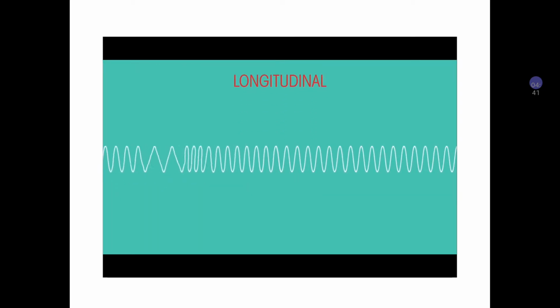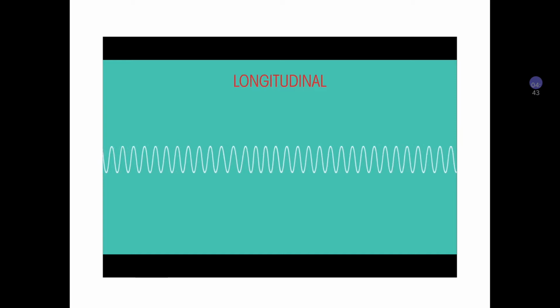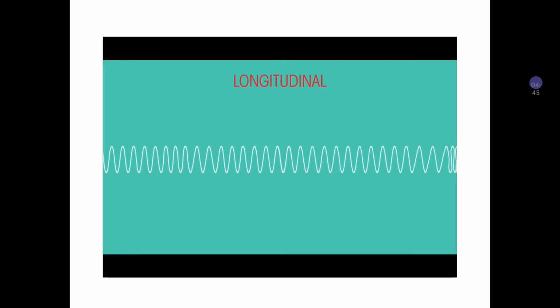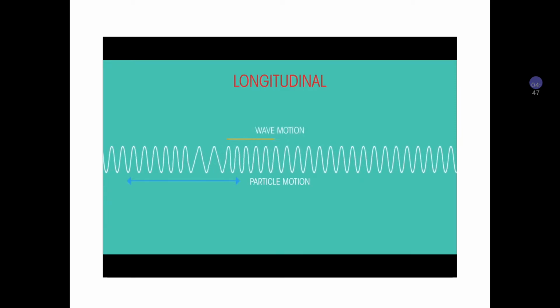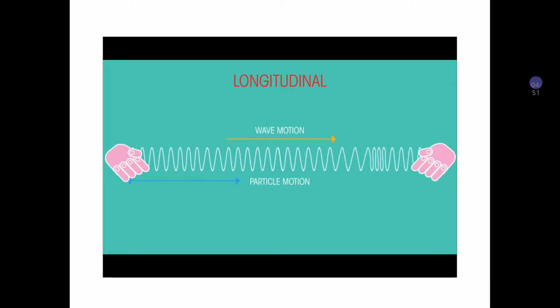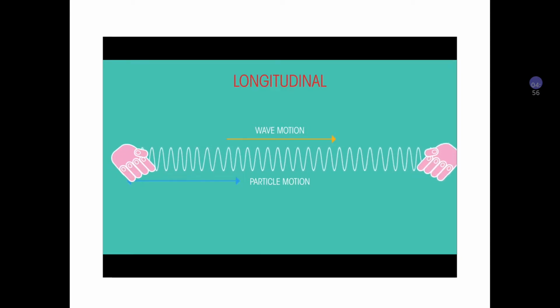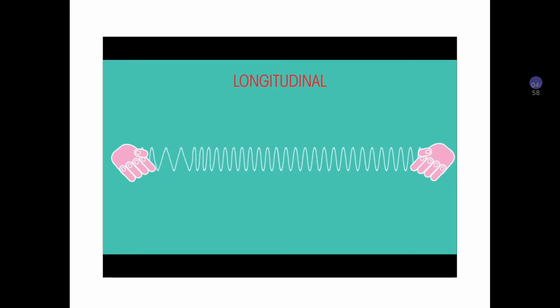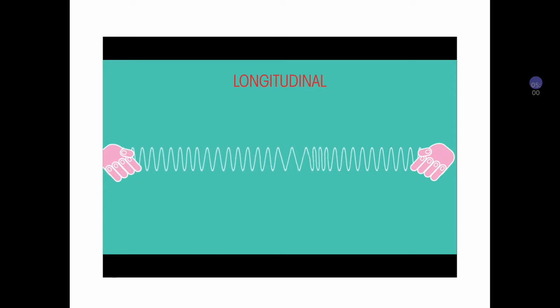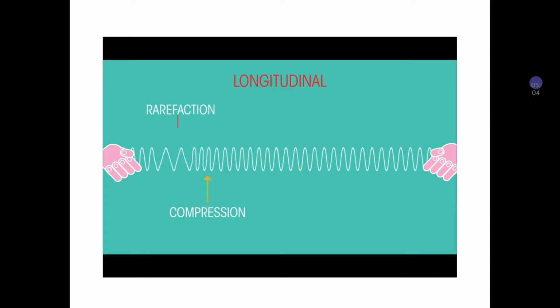Let's look at longitudinal first. This is where the particles vibrate parallel to the direction in which the wave of energy is travelling. Notice that the ends of the slinky don't ever leave the hands holding them. It's only the energy that travels. Places where the coils or particles are bunched together are called compressions. Where they are furthest apart are called rarefactions.